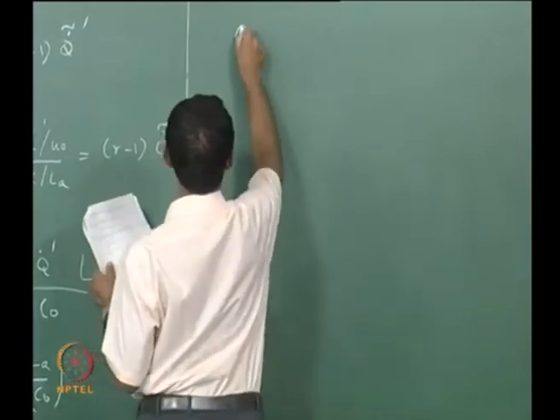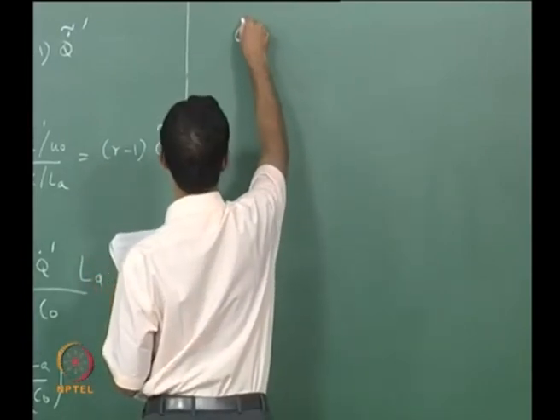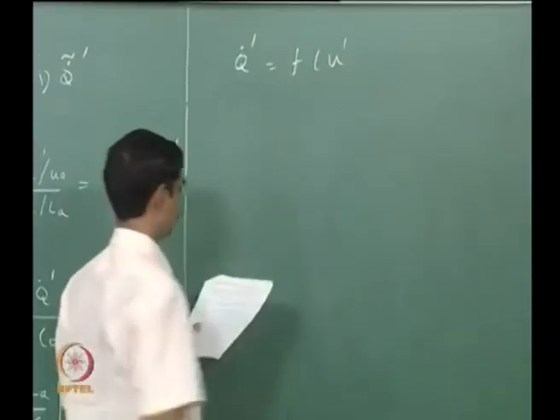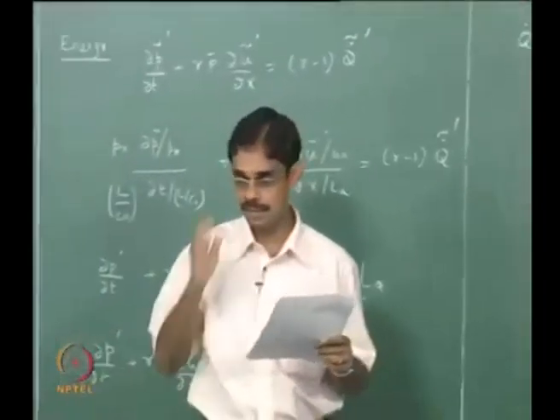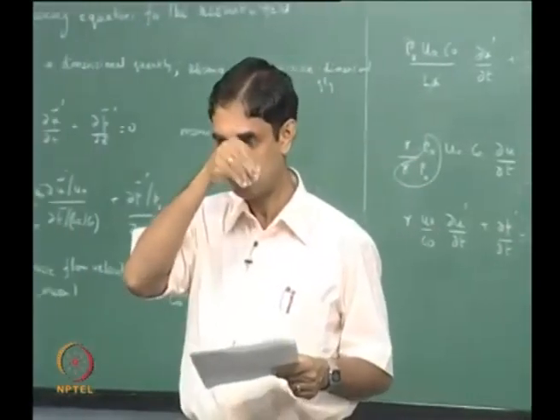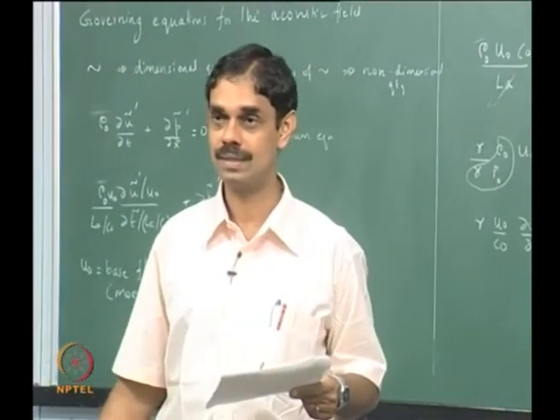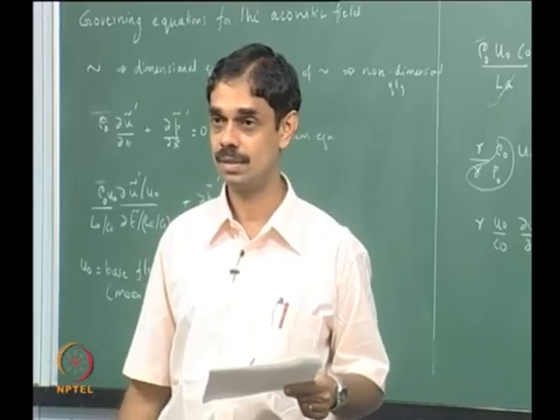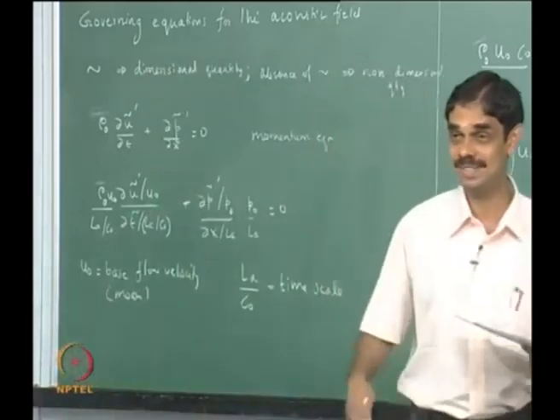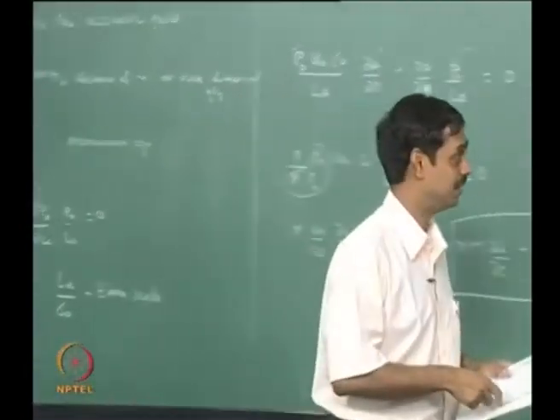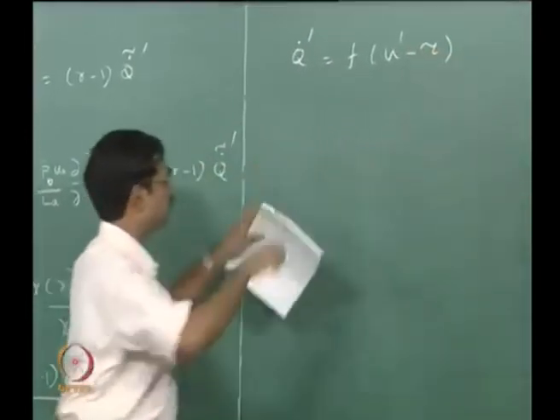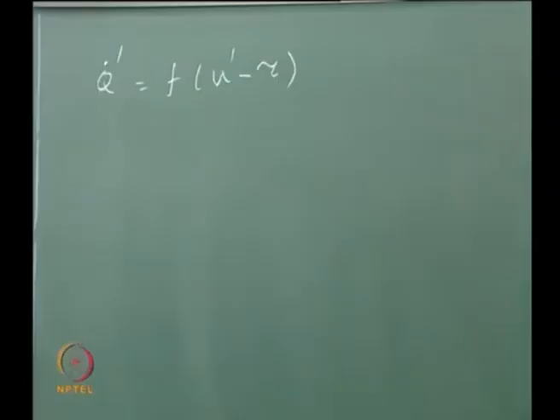Okay. So basically, I need a relation for Q dot prime in terms of u prime, right? But we saw from our earlier analysis that what happens today is not affected by your actions now, but by the actions yesterday. For example, now you are sleepy because you didn't sleep last night. So there is a delay, and that's what is affecting it. So we want to get some correlation of this form, that is the crux of the matter.